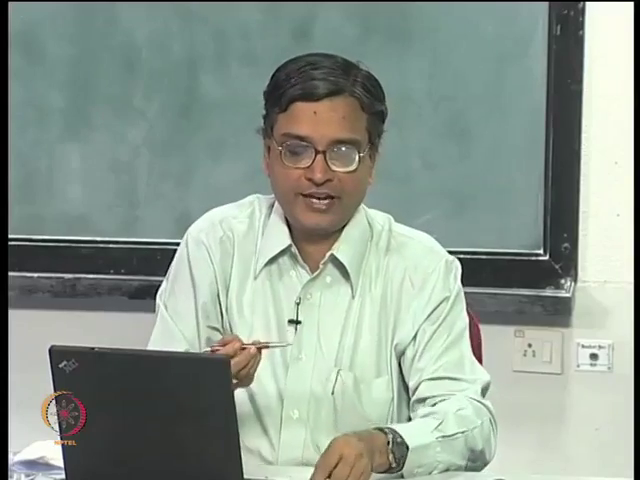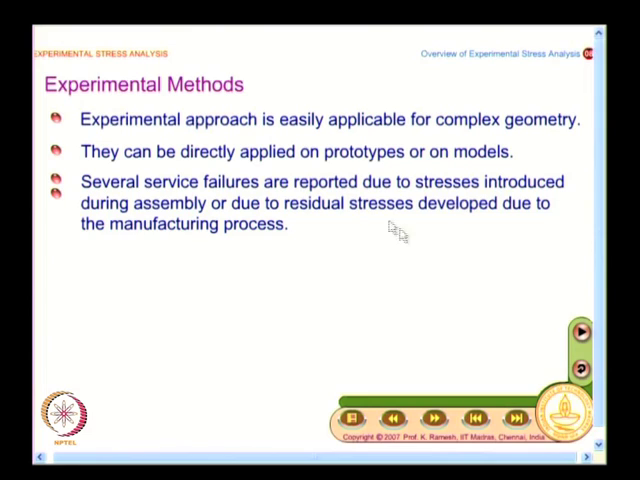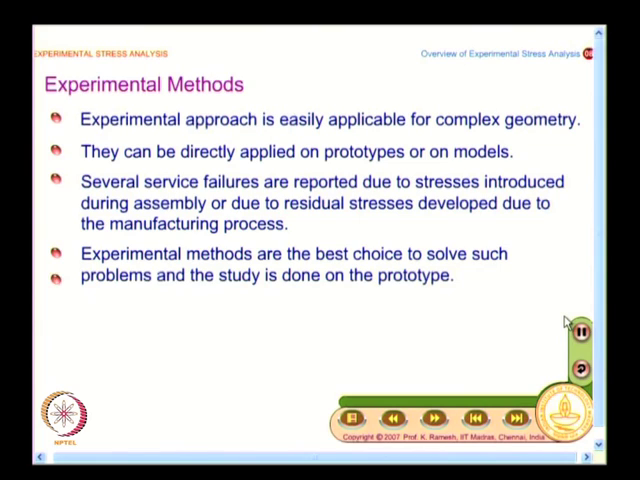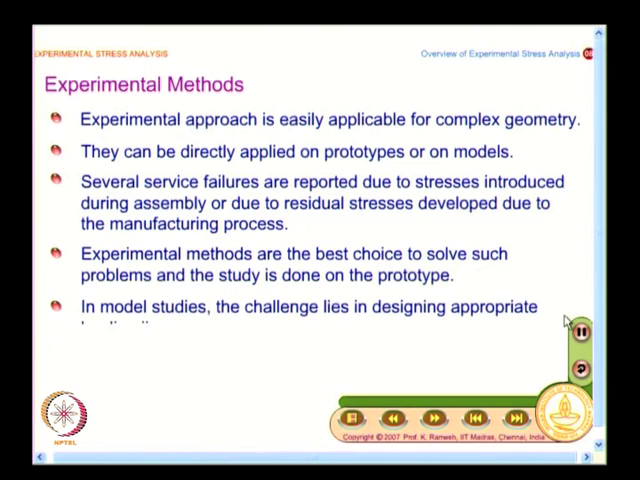So, what you find here is for conceptual understanding numerical and analytical methods are needed. For complex geometry you have to go in for numerical methods, but to know the truth you will always have to depend on experimental methods. Okay. So, experimental methods are the best choice to solve such problems, and the study is done on the prototype.